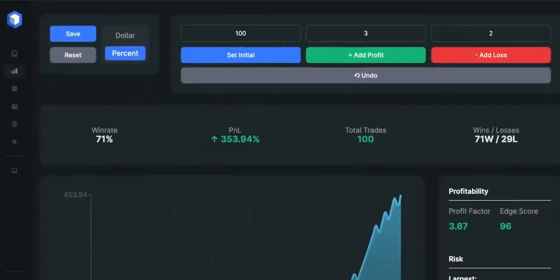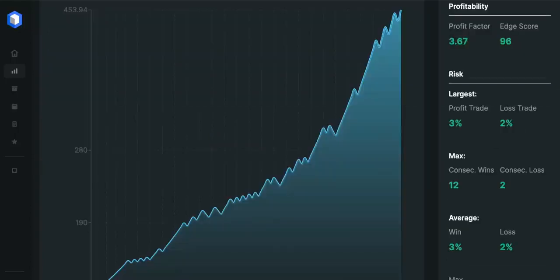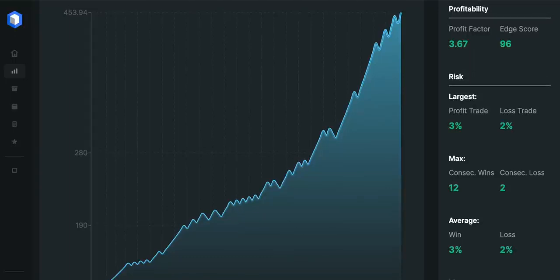Alright, so after 100 trades, the results for this strategy are really impressive. The win rate is 71% and we increased our account size by 353.94%. The profit factor is 3.67 and we had 12 consecutive wins against 2 consecutive losses. So by looking at these numbers, we can tell that this strategy is much better than the previous one, and I would definitely recommend it for trading crypto.